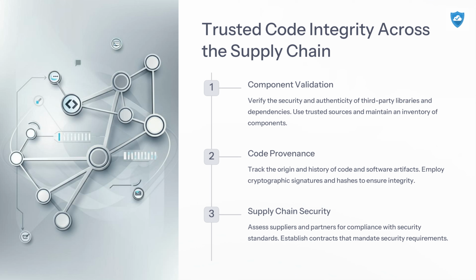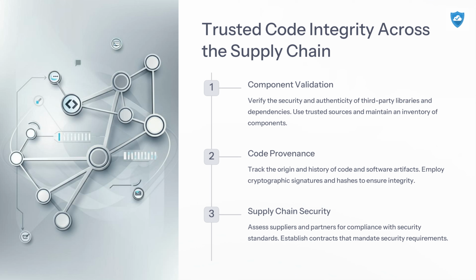In this section, we're focusing on ensuring trusted code integrity across the supply chain. The first step is component validation, which involves verifying the security and authenticity of third-party libraries and dependencies. It's important to source these components from trusted locations and to maintain a comprehensive inventory of them.